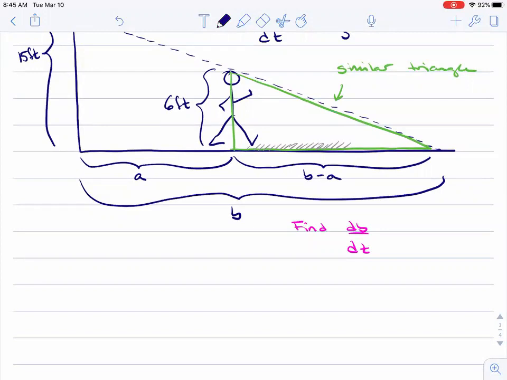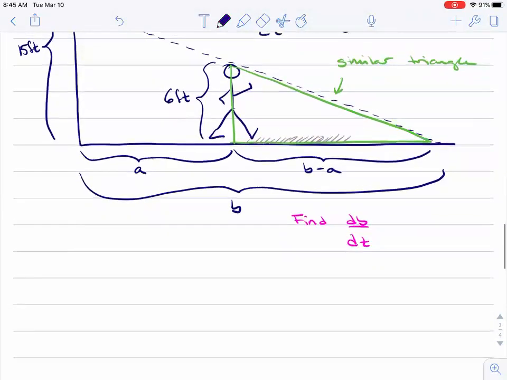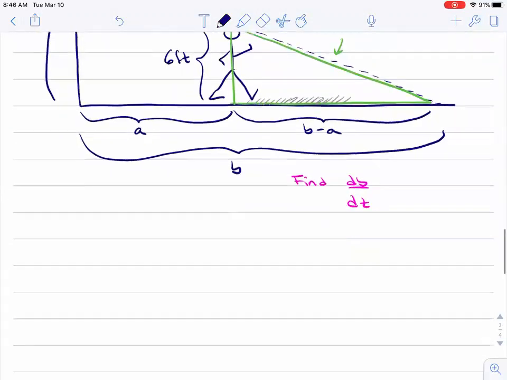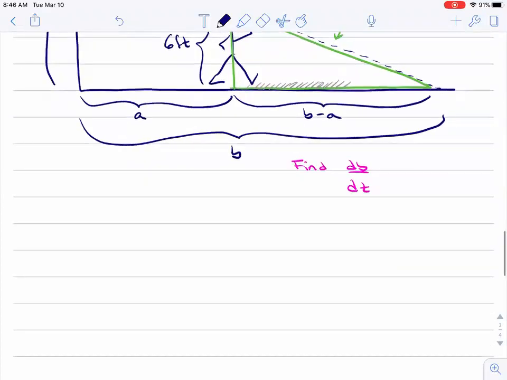Probably do another one of these. I don't think I love this one. But anyways, we'll just do it. Okay, so let's say we want to find dB dt. Sorry guys, I don't love this one.